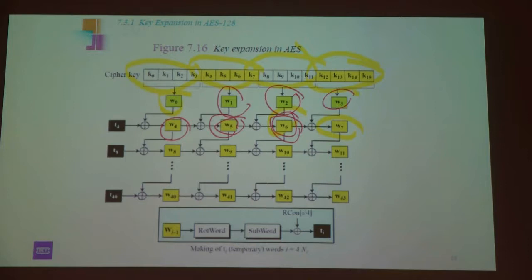How about word 4? By XORing the one on top of it, which is word 0, and there is a temporary T4 that we have to find somewhere. So words 0, 4, 8 result from XORing the word above it with T4, T8, T12 that we have to find. So from this picture, we know everything except the T's. How to get the T is very simple.